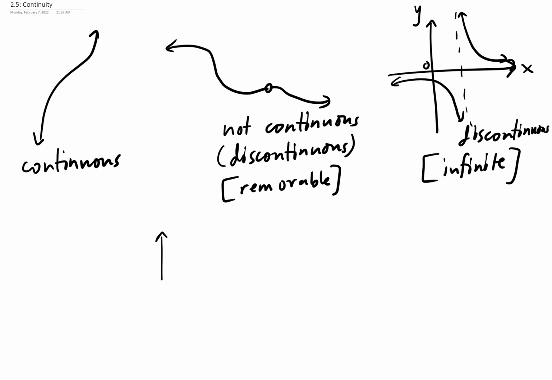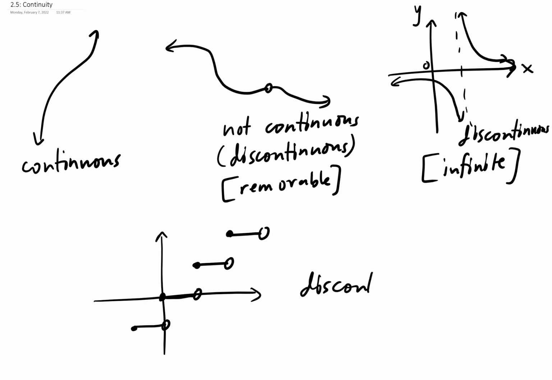And you can have a different kind of discontinuity. Something like this, let's say. This is discontinuous. We call it jump discontinuity.